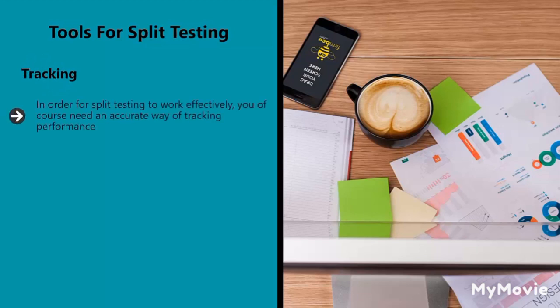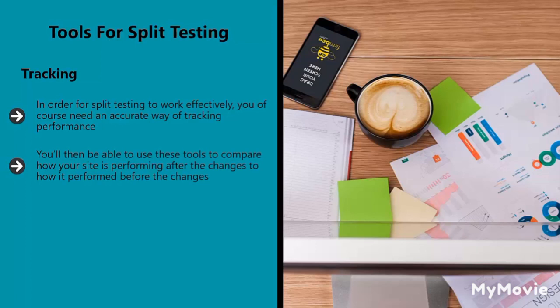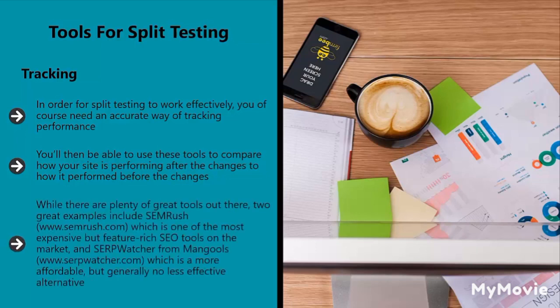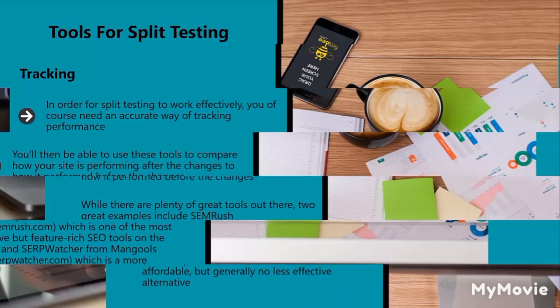Tools for split testing. Tracking. In order for split testing to work effectively, you of course need an accurate way of tracking performance. To that end, it's a good idea to invest in some high-quality keyword tracking software that can show you your position in the SERPs for particular terms. You'll then be able to use these tools to compare how your site is performing after the changes to how it performed before the changes. While there are plenty of great tools out there, two great examples include SEMrush, www.semrush.com, which is one of the most expensive but feature-rich SEO tools on the market, and SERP Watcher from Mangools, www.serpwatcher.com, which is a more affordable but generally no less effective alternative.